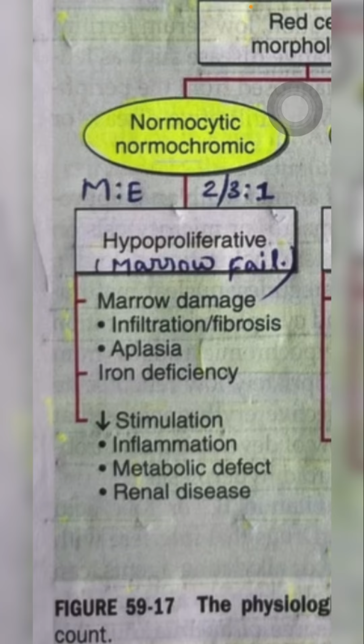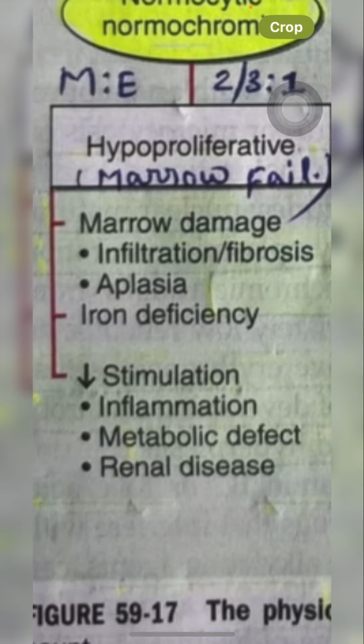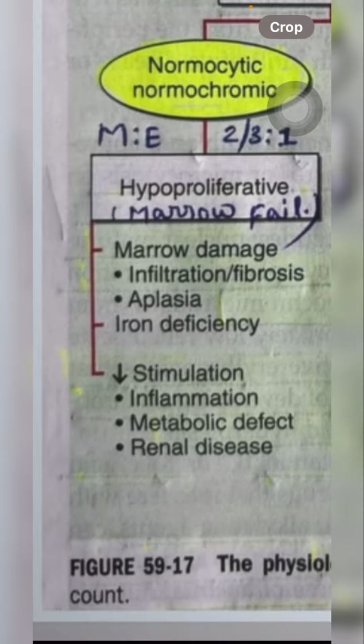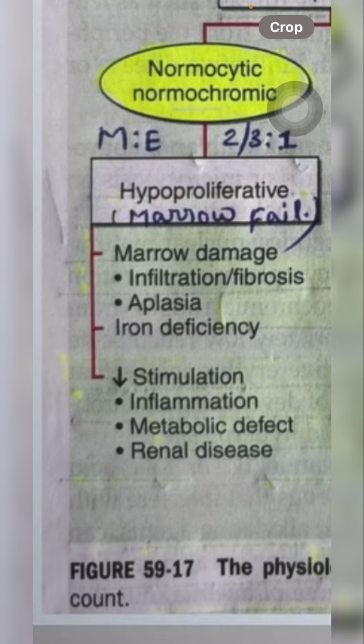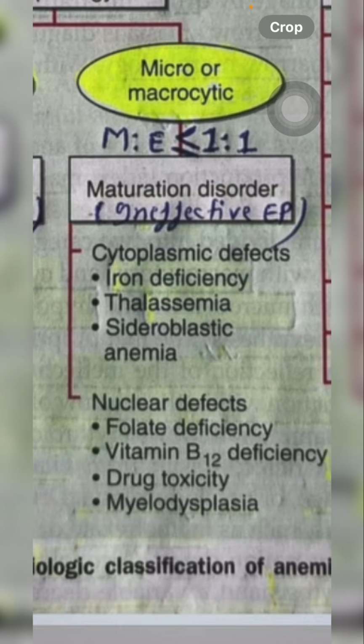Sometimes the same picture comes with decreased stimulation. So hypoproliferation with decreased stimulation of marrow cell production, because of inflammation or underlying metabolic defects or renal disease, with RBC morphology of either microcytic or macrocytic anemia. Here, this is labeled as maturation disorder.